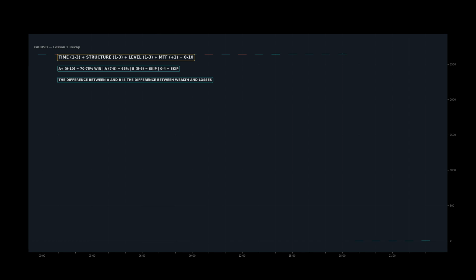Grade A+ at 9 to 10: take immediately, full size, 1.5% risk. Grade A at 7 to 8: take with confidence, standard size, 1% risk. Grade B at 5 to 6: no trade. Skip at 0 to 4: walk away. In Lesson 3, we will deep dive into each of the 5 universal structure patterns with full day chart examples.